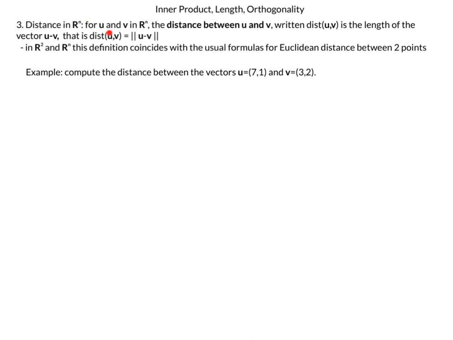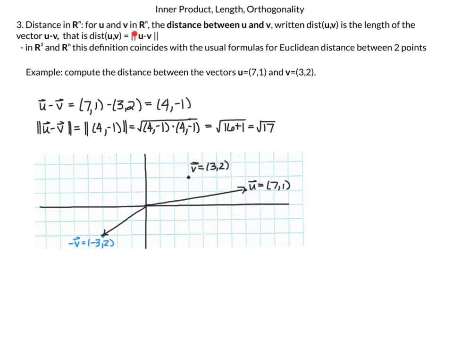I've moved my definition of distance up here, and I have our first example then. Compute the distance between the vectors u equals (7, 1) and v equals (3, 2). So the distance is the magnitude of u minus v, or the length of u minus v. So here I have u minus v is equal to (4, -1). Then taking the length of that is the square root of (4, -1) dotted with (4, -1), and that gives us the square root of 17.